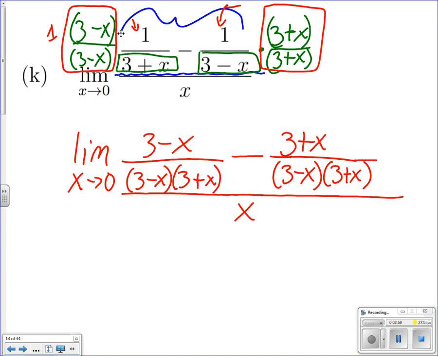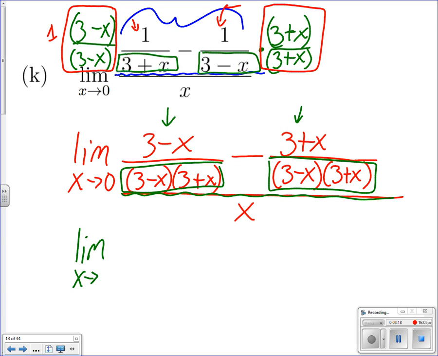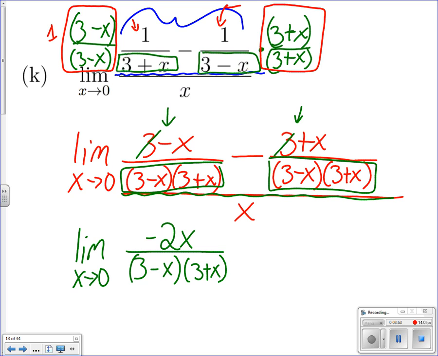So in that step, we just did a little bit of FFU. The whole reason we did that is that now these have the exact same bottoms, so we can combine our tops, just for that top piece of this fraction. So we end up with the limit, as x approaches 0, of combining like terms on top. We have 3 minus 3, which cancels out and gives us 0. You also have negative x minus positive x, so that gives us negative 2x on top. On the bottom, we still have 3 minus x times 3 plus x, and again we still have all that over x.